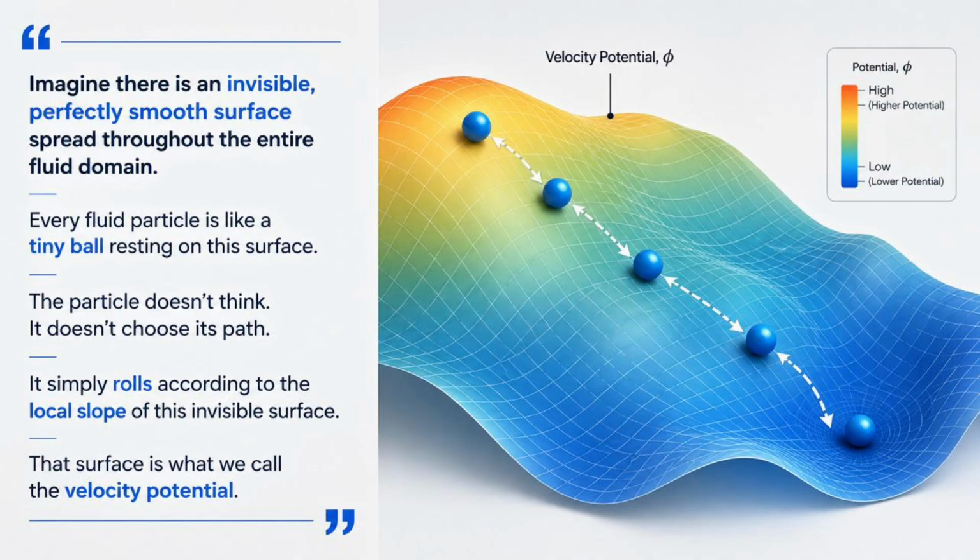The particle does not choose its path; its motion is completely governed by the local slope at its position. If the surface is steep, it moves faster; if the surface is flat, it comes to rest. Thus, the particle continuously moves along the direction of steepest descent. This invisible surface is called the velocity potential, denoted by phi.